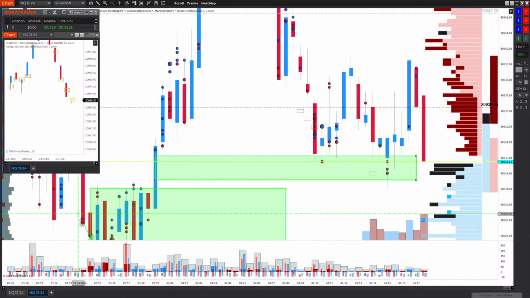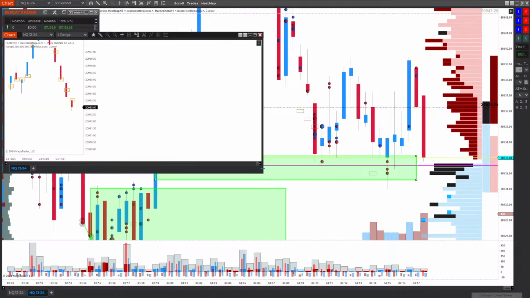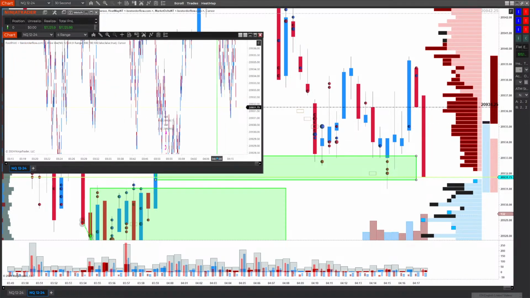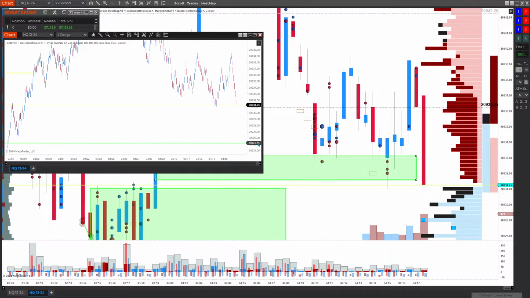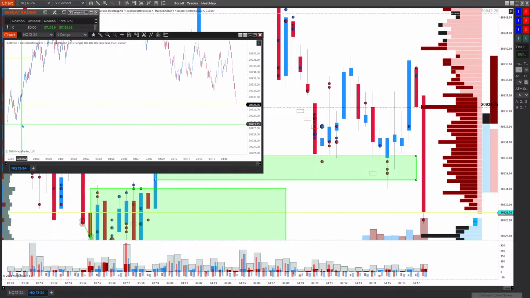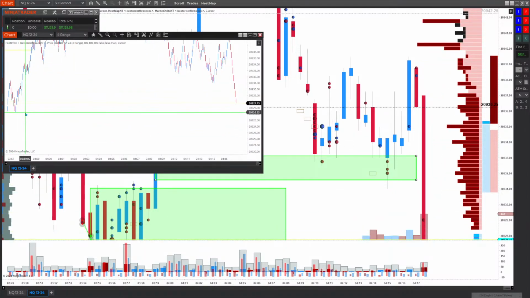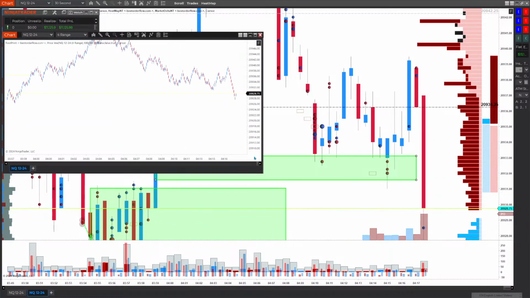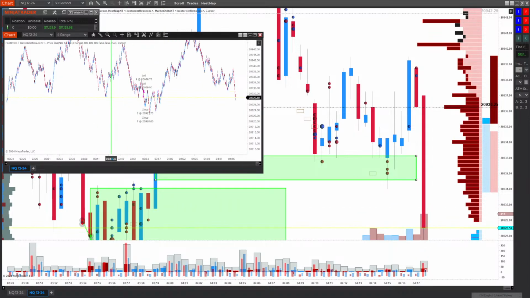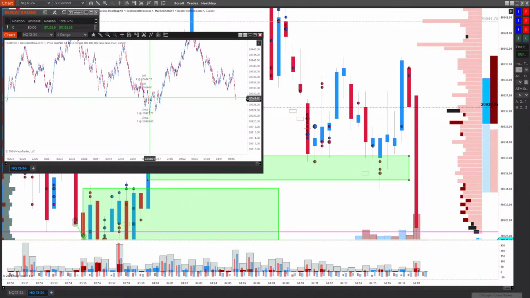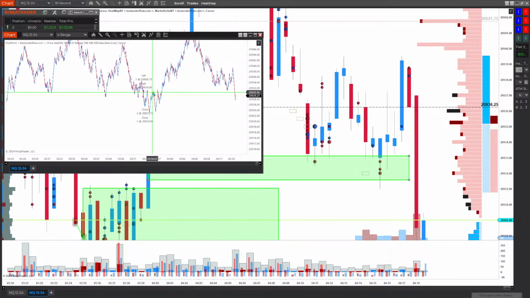Let's see on the range chart what's going on with the main trend. Okay, you see that this range will play. Ouch, ouch, ouch. But that was like a false break from this level.